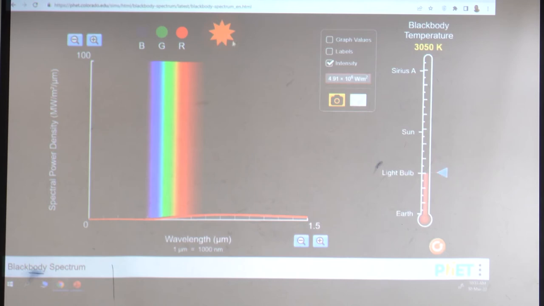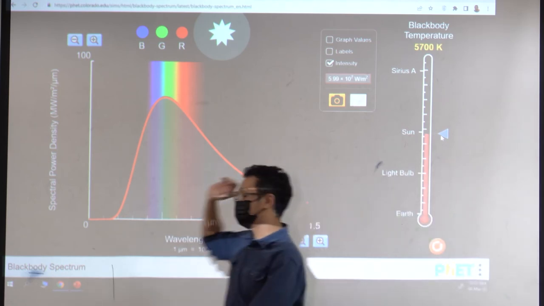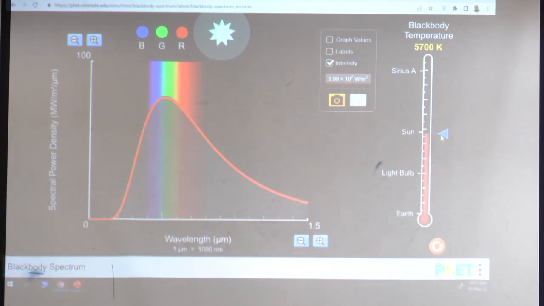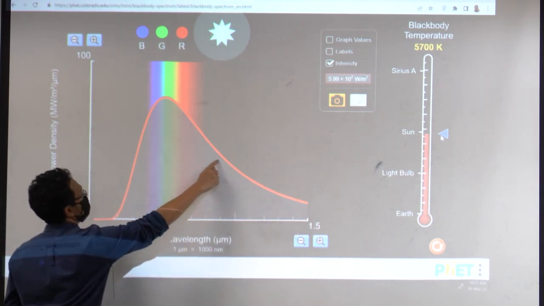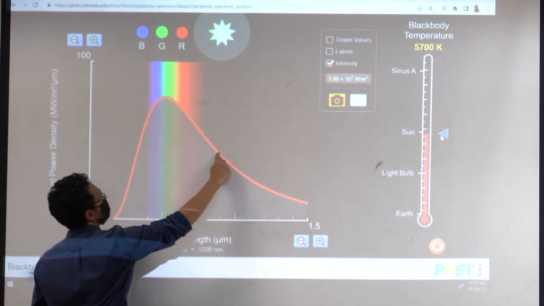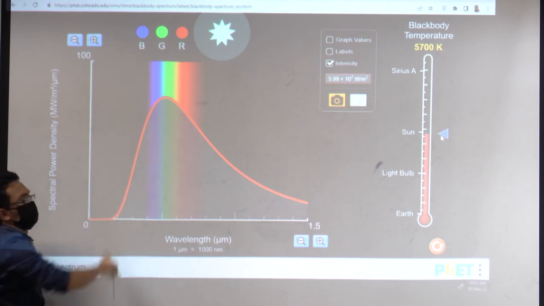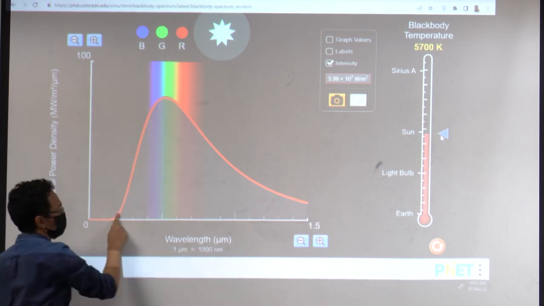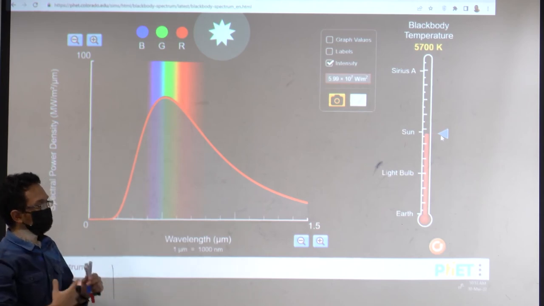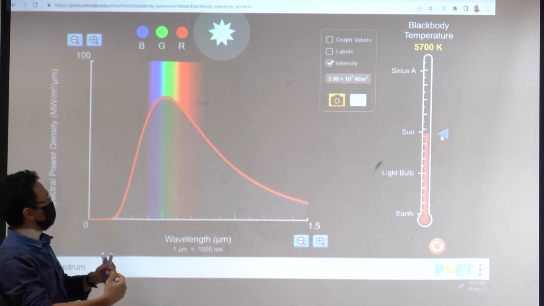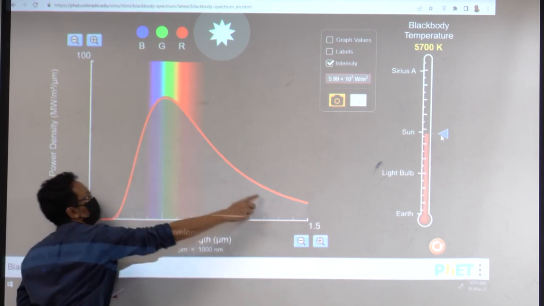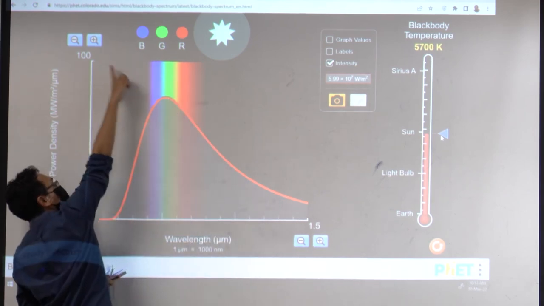When you go up, you can see the color also, like orange here. So when you go up to the temperature of the sun, you see it like this. Logically, if you want a relationship, the more you increase the energy, the more power you receive. The curve should go straight up here, instead of becoming like this. It should go up until infinity.